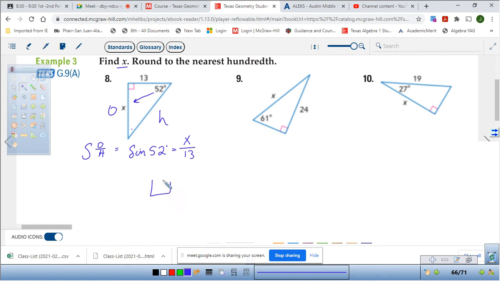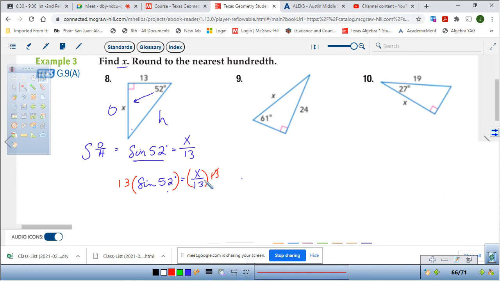So there's this number here equal to a number or unknown x over another number. How do you get this one here alone? I'm multiplying by that number, whatever it is. So I'm going to do that same thing here. I'm going to have sine of 52 is equal to x over 13. I will multiply this whole thing by 13, and I'll multiply this side by 13.